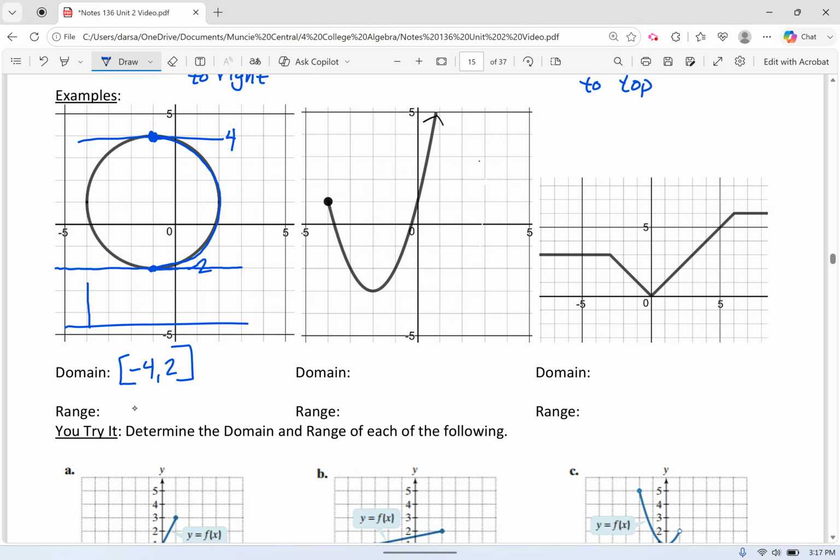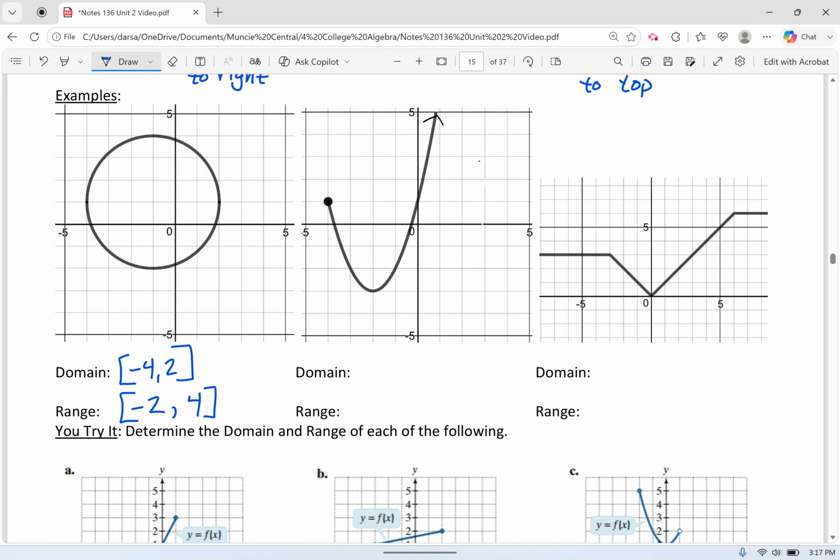So our range starts at a small y value of -2, ends at a large y value of 4, and since they are solid lines, we will include both of those. All right, so let's think of it again. What is the domain and range on this next one?